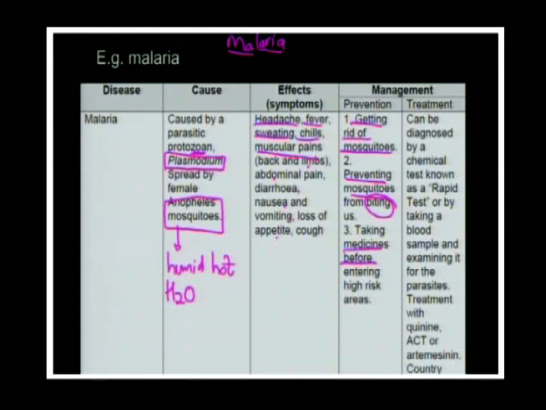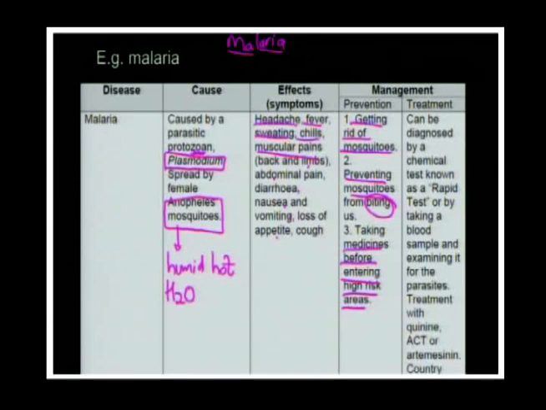Taking medicines before you enter a high-risk area. Now, this is incredibly important. Should you decide to go further north during the summer season, you should go to your doctor first and ask for preventative medicine. Preventative medicine for malaria is called prophylaxis. There are a number of different types of these pills available, and some of them you will need to start a few weeks before you go on holiday. Some are every day. Ask your doctor for the best kind.